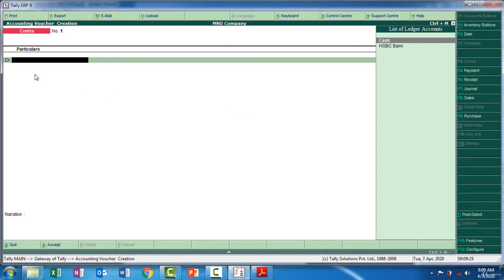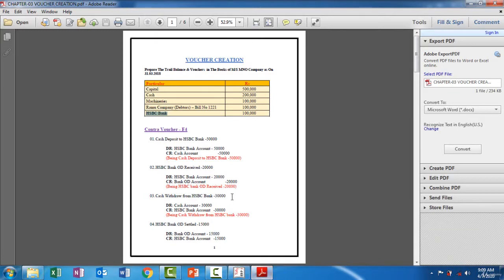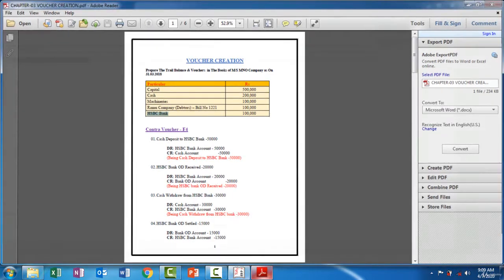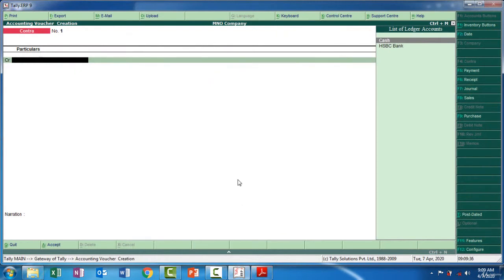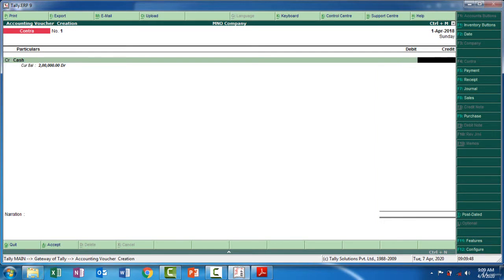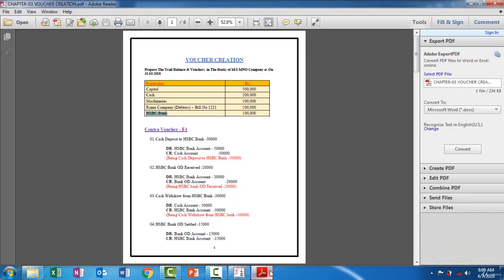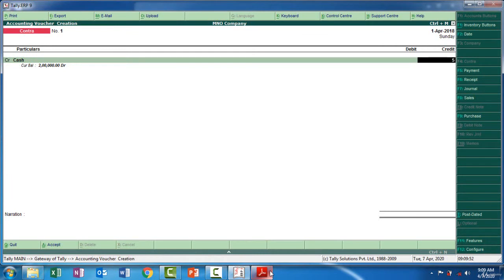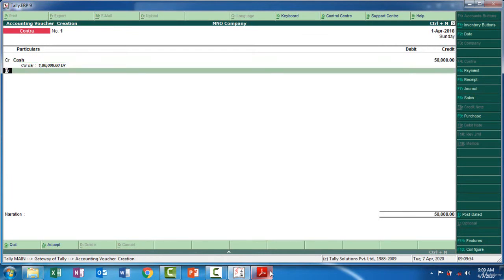So first we have to enter the credit. So what is the credit? In the first transaction, cash account credit, HSBC account debit. So cash account credit, I'm going to type here, and the list of ledgers will come. So the cash account credit. How much is the credit? 50,000. So I'm going to type 50,000 credit.